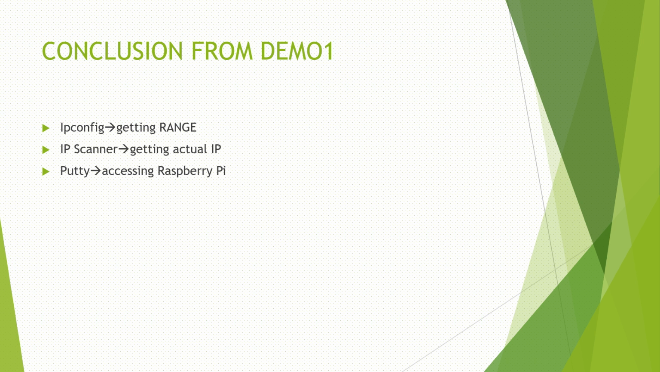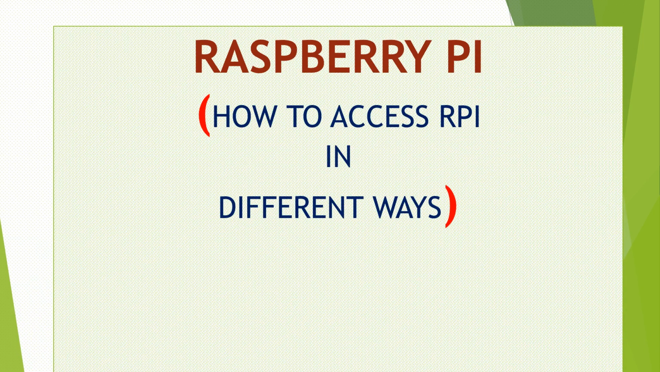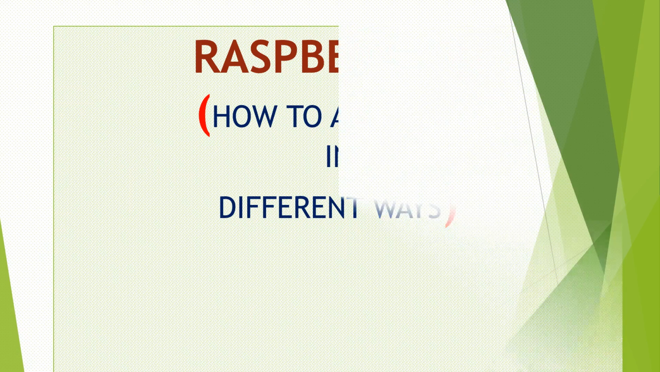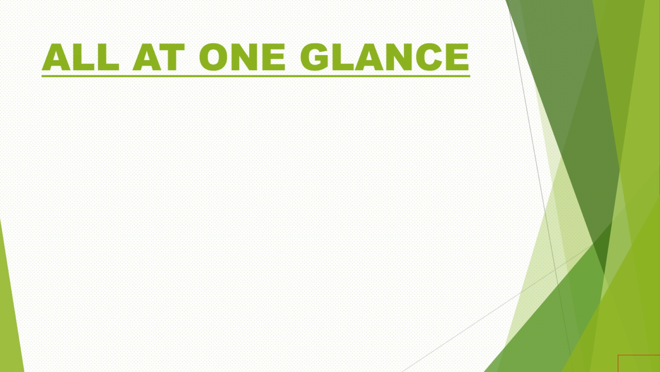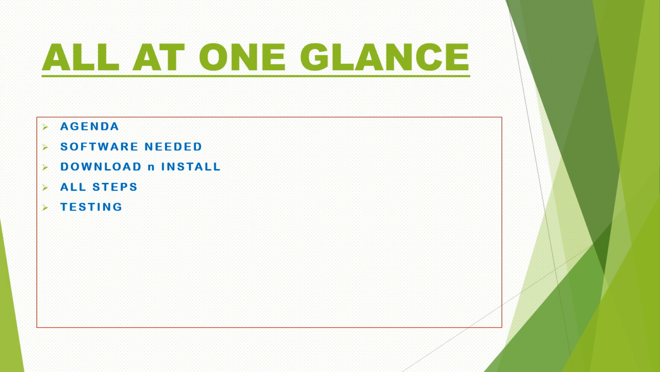PuTTY, but we also have many other ways. So I'll discuss them one by one. So this is the agenda: how to access the Raspberry Pi in different ways. So already we know our agenda. Again I will discuss what software is needed, then obviously you should download and install that software, then discuss all the steps and testing.